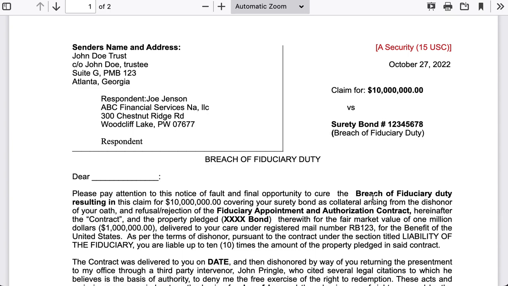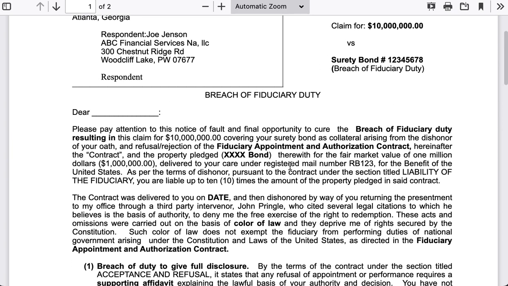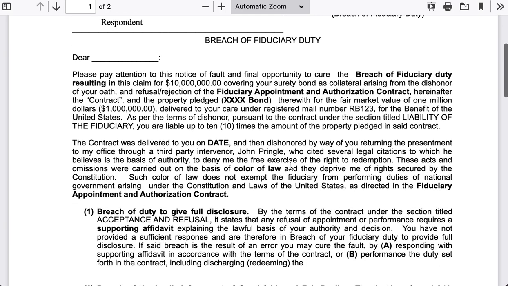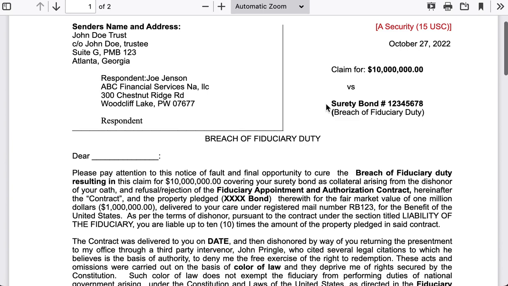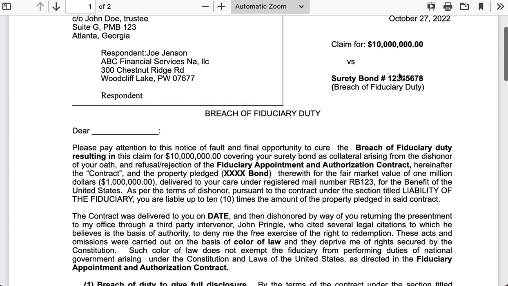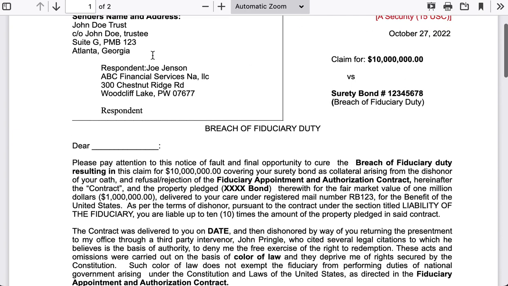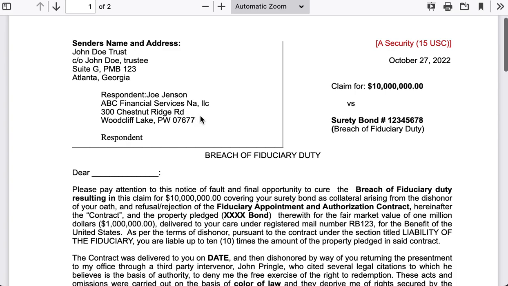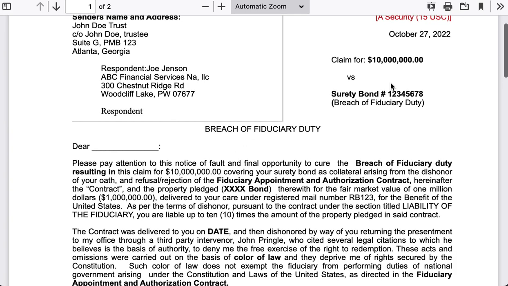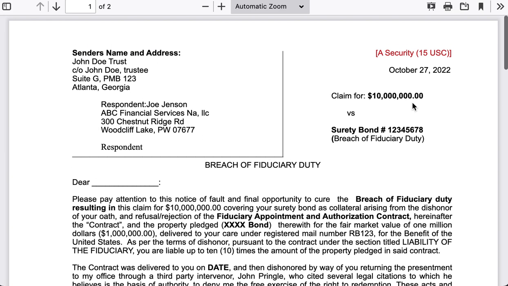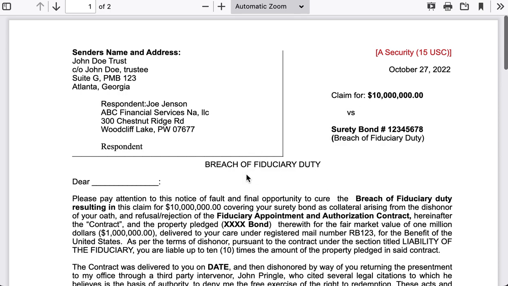See why you couldn't just use this by itself, because this really goes off of what was already stated as the terms in the fiduciary appointment and authorization contract. Again, we already named this surety bond. This is a hypothetical number here, but it would be a real surety bond number. The respondent would be the recording officer who's in default. This would be their surety bond number right here. This will be the date.